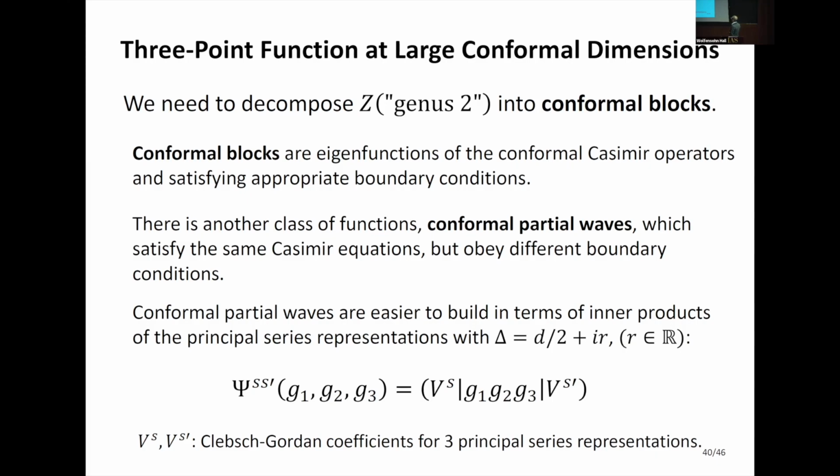So there is this thing called conformal blocks, and there is this thing called the conformal partial waves. And both are solutions to the conformal Casimir equations, but these are different bases. And the conformal partial waves are easier to calculate because there is some kind of explicit formula where you choose 3 elements of the conformal group and then just evaluate it in terms of Clebsch-Gordan coefficients of this conformal group. And we parameterize principal series representation in this way.